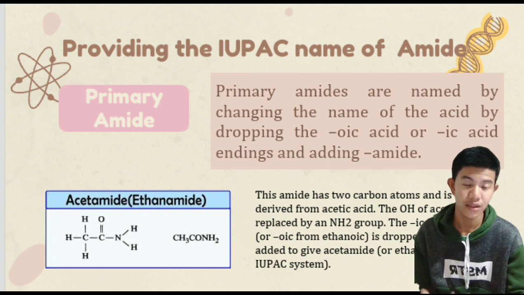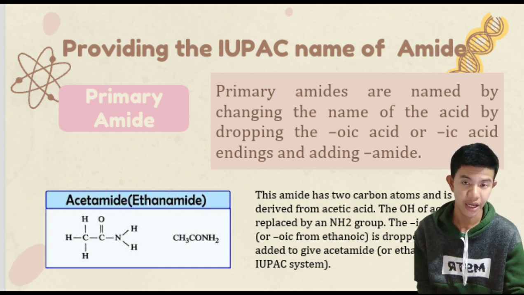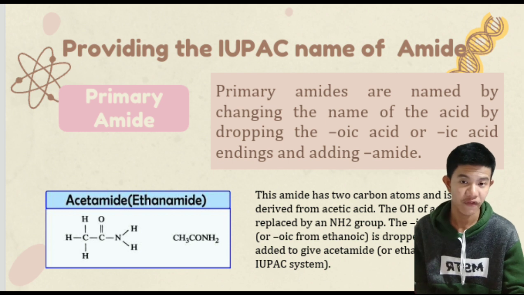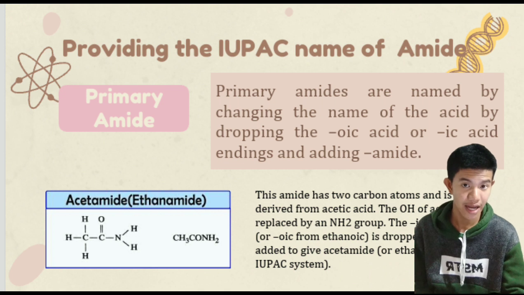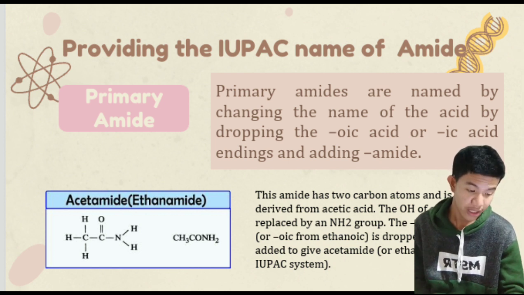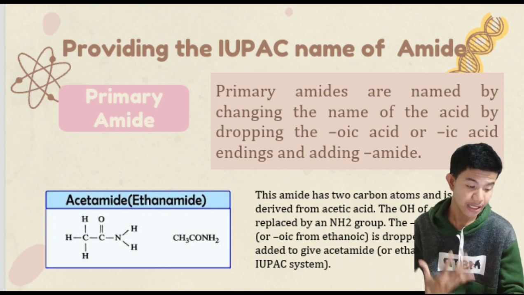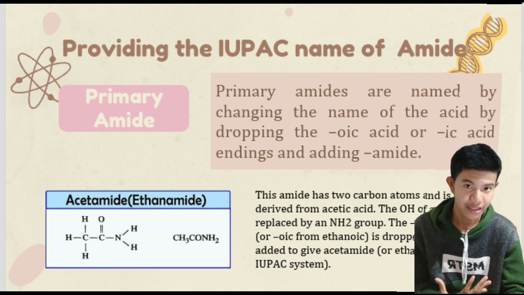It is not necessary to include the location number in the name because it is assumed that the functional group will be on the end of the parent chain. For example, the amide has 2 carbon atoms and is thus derived from acetic acid. The OH of the acetic acid is replaced by an NH2 group. The -ic from acetic or -oic from ethanoic is dropped and amide is added to give acetamide.